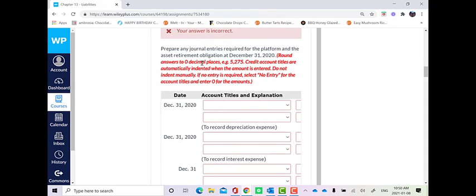Next is to record the journal entries at the end of the year, so the adjustments. So depreciation, right, is going to be your asset value divided by the useful life in years. The interest expense, again, whatever the balance in your ARO is, times your interest rate.